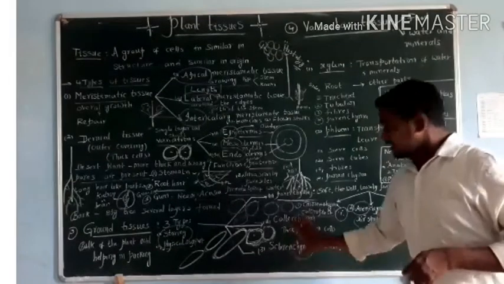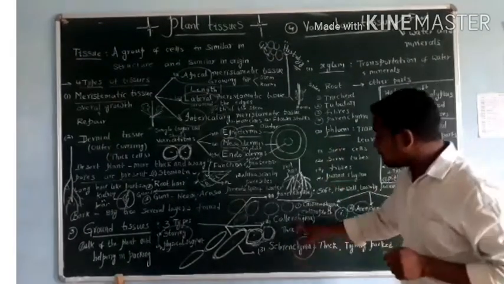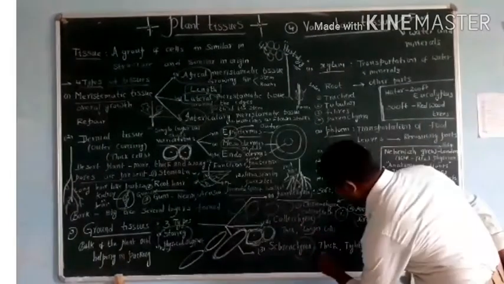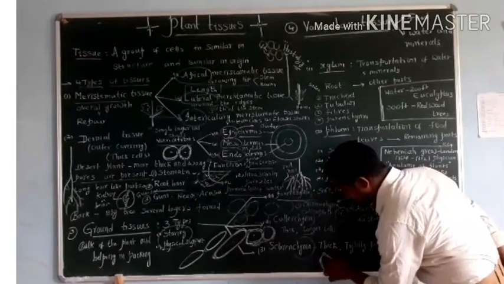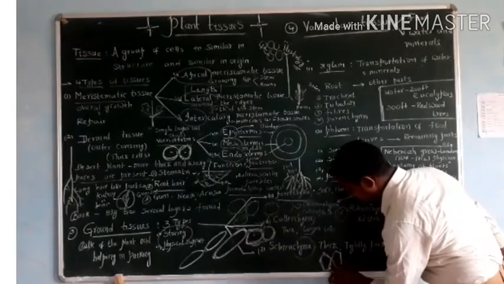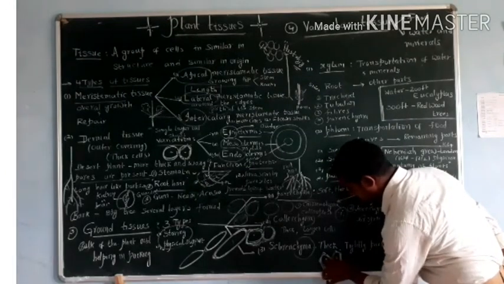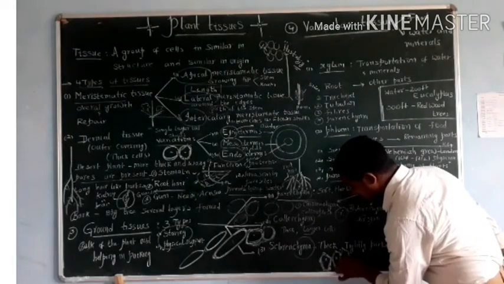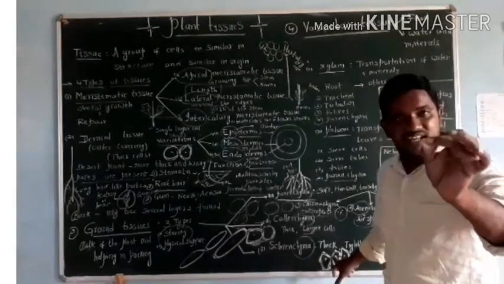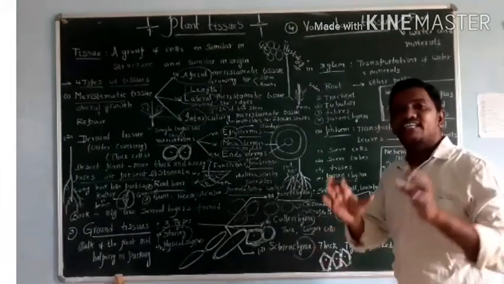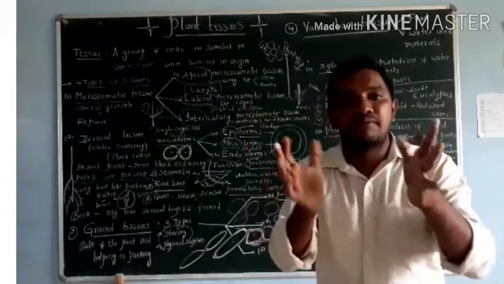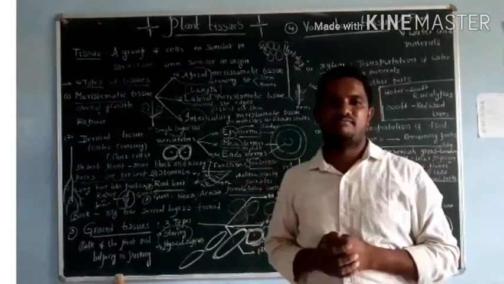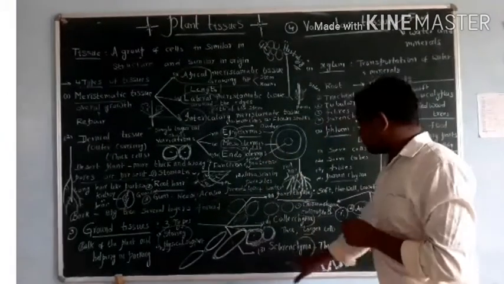Third one, sclerenchyma. Scleron. It is also very thick when compared with collenchyma. These cells are very thick and tightly packed. Cells are closely packed, with no gap between one cell and another. This is about sclerenchyma.